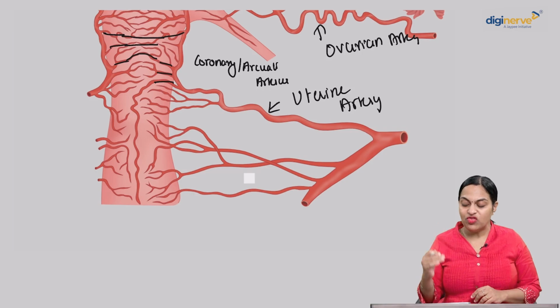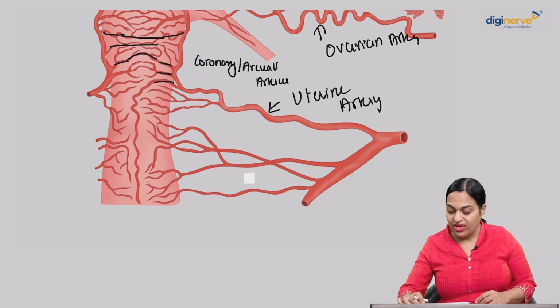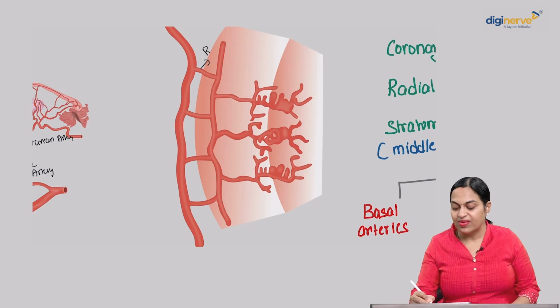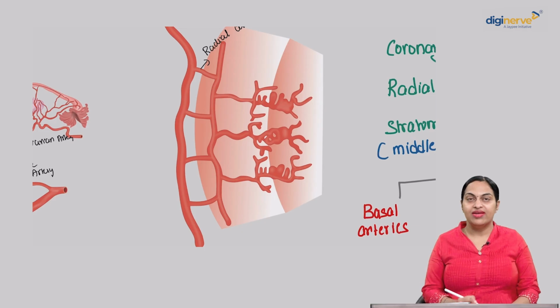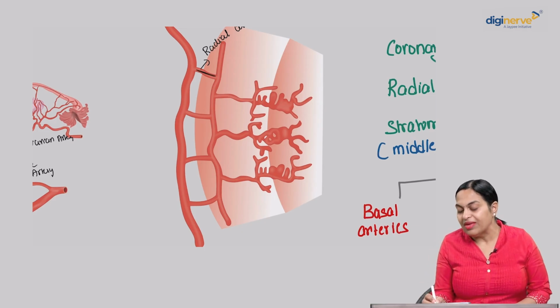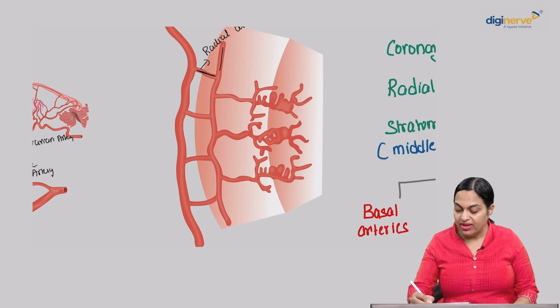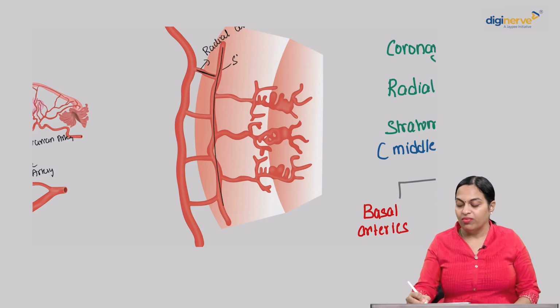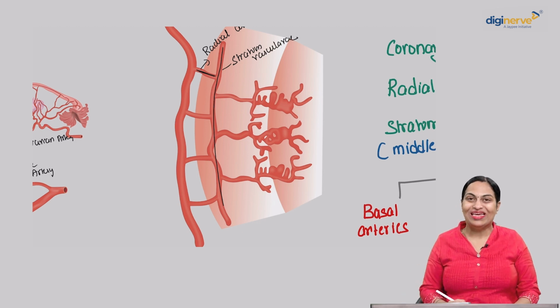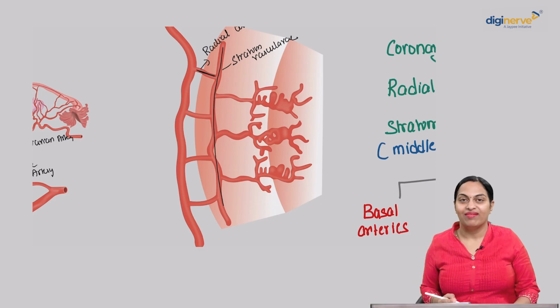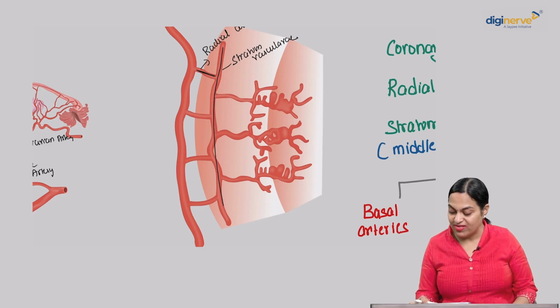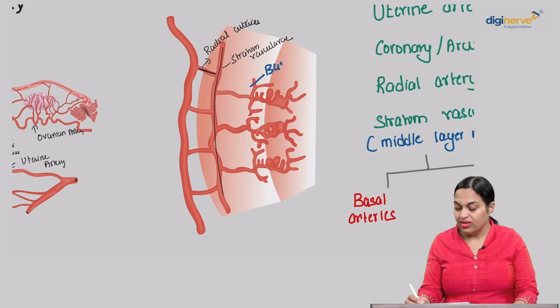These arteries of the opposite side, they anastomose across the midline. Right. And from this coronary and arcuate artery, we get the radial arteries. These radial arteries, you can see them piercing the myometrium, and over the middle layer of the myometrium, they form the stratum vasculare. Okay? And from the stratum vasculare, we get two types of branches. The basal arteries and the spiral arteries.